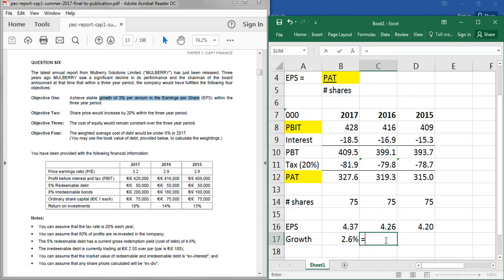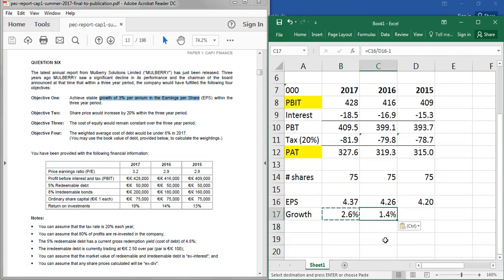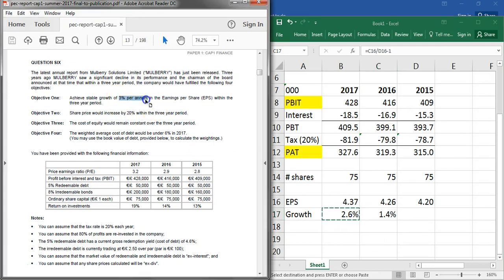In 2016, it was 4.26 divided by the previous year, minus 1. So it grew at 1.4%. So it grew at 2.6% last year, 1.4% the year before. So we know now it hasn't grown at 3% per annum.